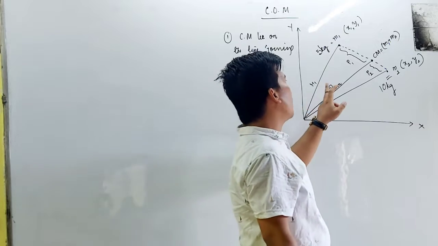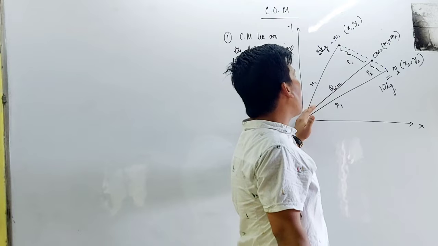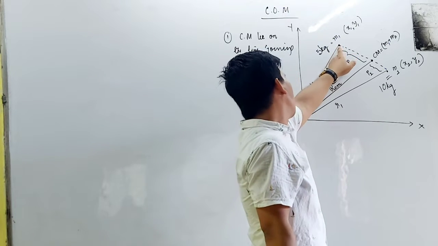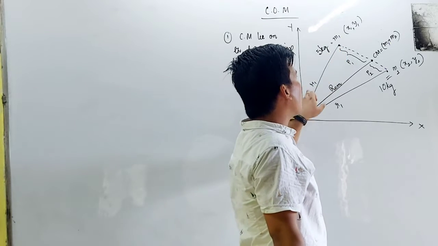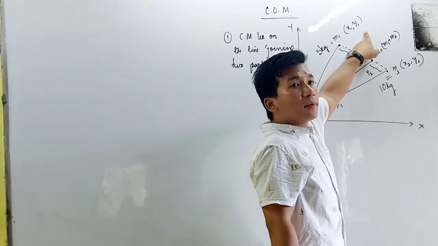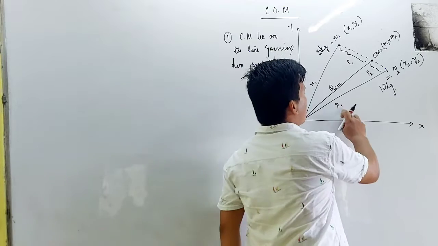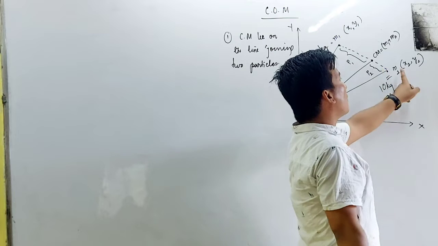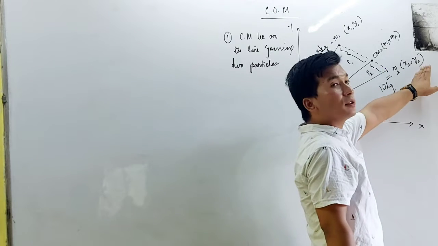You should not mix up r1 with x1, y1. r1 is the displacement or the distance of this particular mass from the origin, and its coordinates are x1, y1. Like that, r2 is the distance of mass M2 from the origin, and the coordinates of M2 are x2, y2.